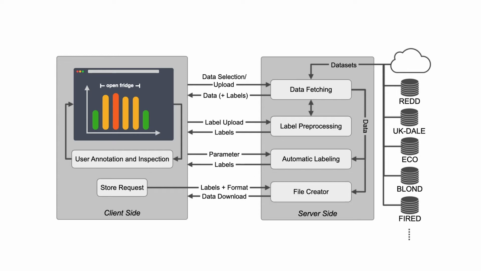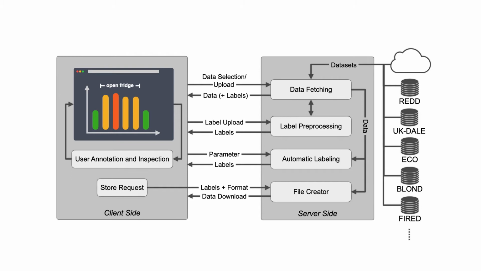We currently support 5 publicly available datasets. REDD is one of the first and mostly used datasets. UK-DALE is one of the longest datasets. The ECO dataset, the BLOND dataset, is one of the datasets with the highest sampling rate. Again, there's the 30 terabyte dataset we talked about earlier. And the FIRED dataset, which we introduced at the BuildSys conference this year.